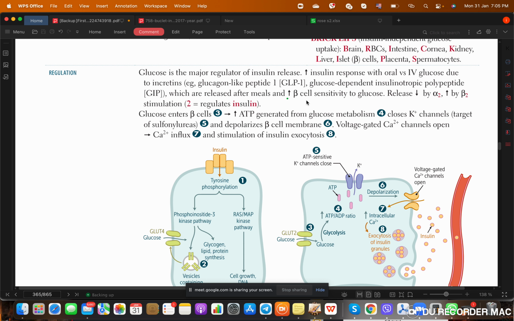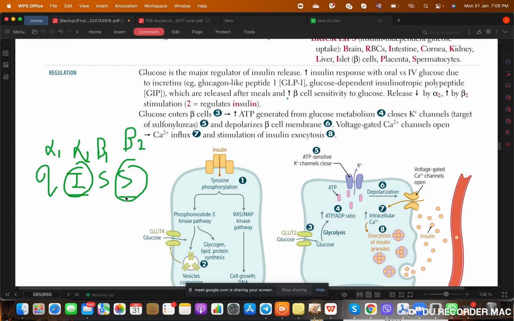For example, the alpha-2 and the beta-2. Alpha-2 activation can decrease it while beta-2 activation can increase it. How do I memorize that? I just memorize the mnemonic KISS: alpha-1, alpha-2, beta-1, beta-2. On the islet cell we have alpha-2 and beta-2. The alpha-2 is inhibitory, the beta-2 is stimulatory. So this one is going to increase the insulin release, and this one is going to decrease the insulin release.